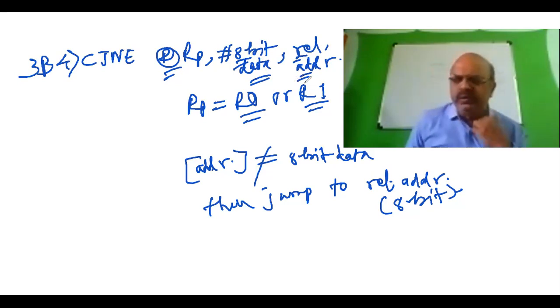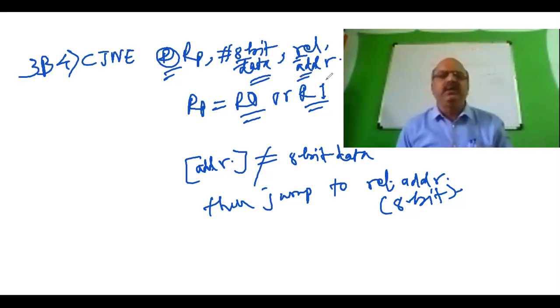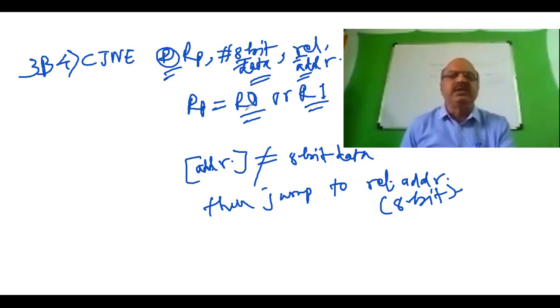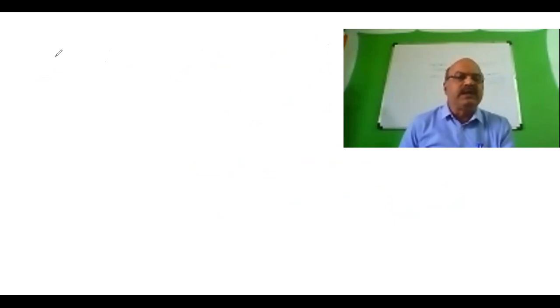Now, of course, we are going to use these instructions in our programs. So I will tell you how to make use of these instructions. Next I go to one more instruction, that is DJNZ instruction. DJNZ RN, relative address.